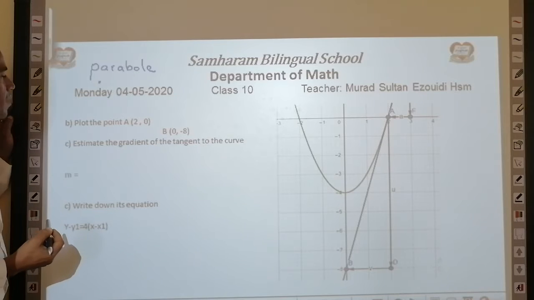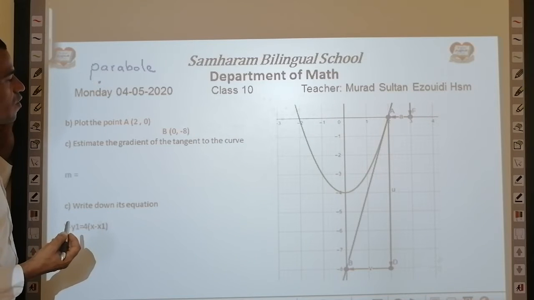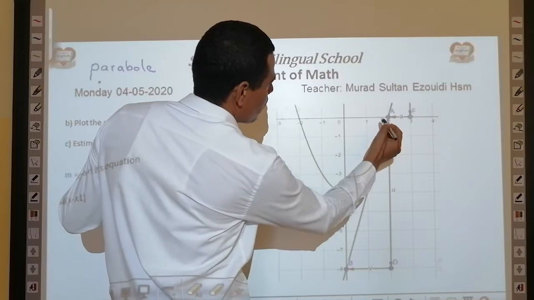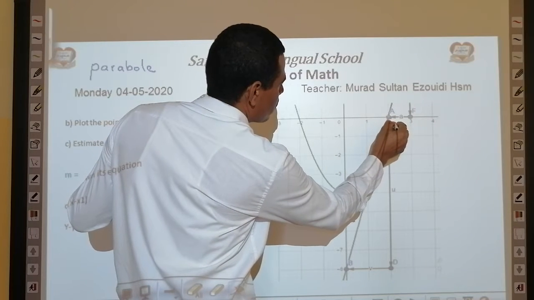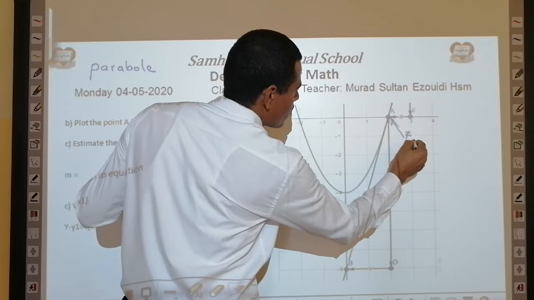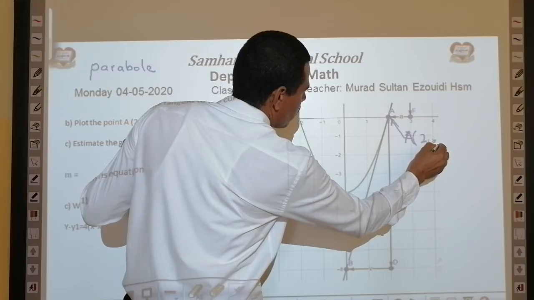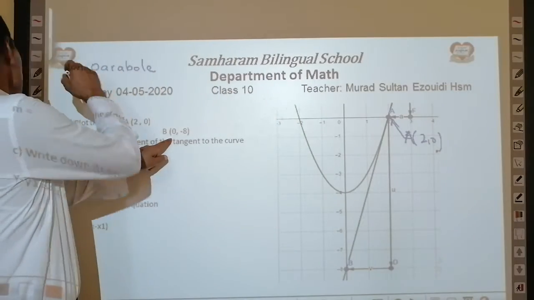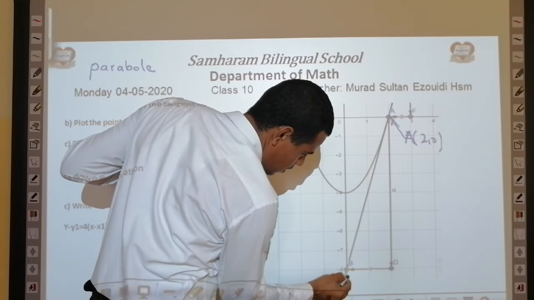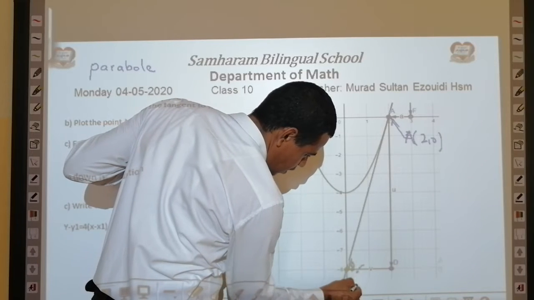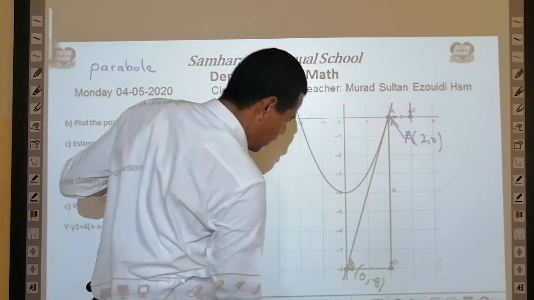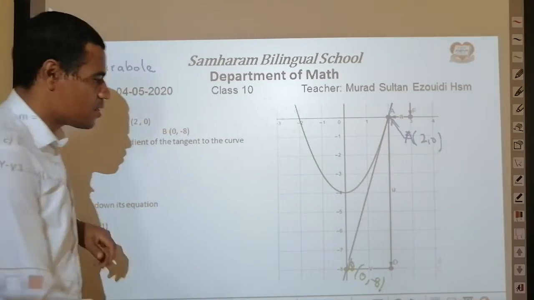So the question is, plot the point A of coordinates (2, 0). This is A, my learners. And B of coordinates (0, -8). This is B, my learners, of coordinates (0, -8).